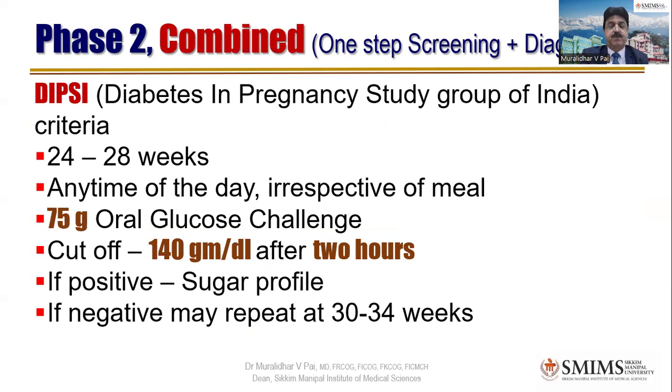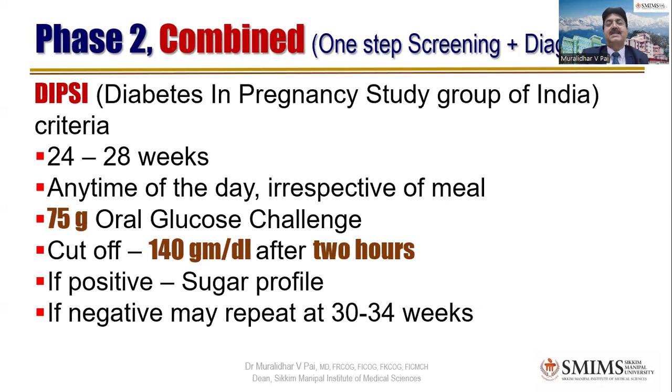Now here is Sheshaya's combined. This is promoted by Government of India as well. It's called DIPSI, Diabetes in Pregnancy Study Group of India. It is a simple test done again between 24 to 28 weeks. Here they have taken the advantage of both worlds. That is, the glucose given is 75 grams, not 50 grams, as in spot test. And the cutoff is 140, as in the spot test. But it is after 2 hours, not after 1 hour. So it's a smart test.